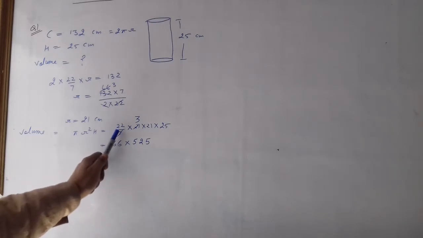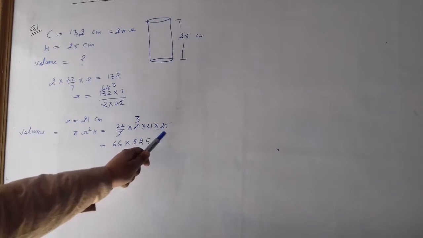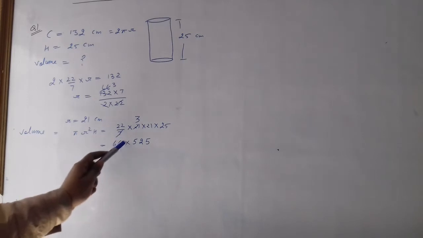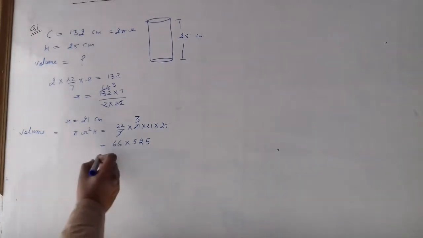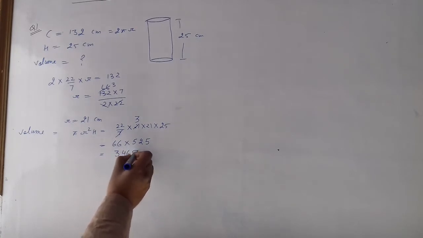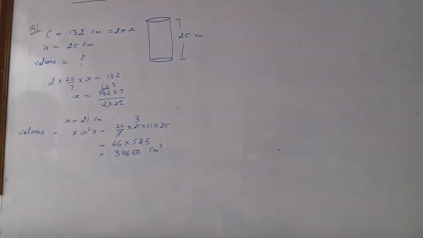Now volume of cylindrical vessel is always pi r square h. Value of pi is 22 upon 7 into radius 21 into 21 into height 25. 7 and 21 can be cancelled, 22 times 3 is 66, and 21 into 25 is equal to 525. Now after multiplying 66 and 525, it is equal to 34650 centimeter cube, right students?